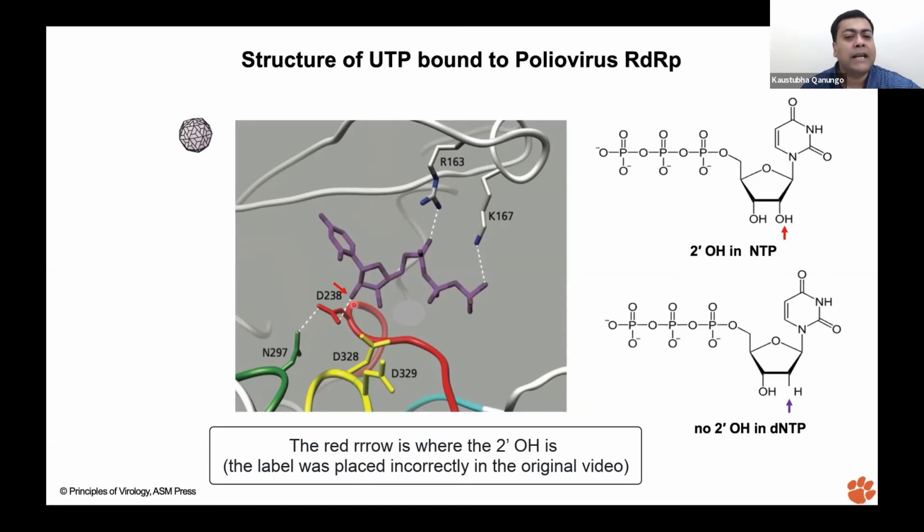In DNA-dependent RNA polymerases, or DNA polymerases, which can incorporate a dNTP, usually you have a tyrosine residue here. Recombinant or engineered RNA polymerases of these viruses have been made where they mutated this residue to a tyrosine, and now it can incorporate dNTP into the growing chain. This is a very interesting experiment that demonstrates that this specificity exists just due to this ribose sugar and this hydroxyl group.